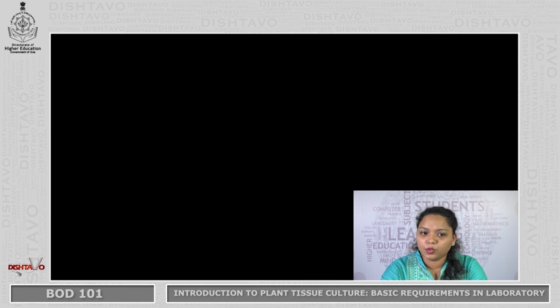Let's summarize this module. Laminar Airflow is the most suitable, convenient and reliable instrument for aseptic work in plant tissue culture. Plant tissues are grown in wide neck conical flasks, culture tubes or screw capped universal bottles. Before carrying out any experiment, one should see that the instruments are calibrated and glasswares are washed and sterilized. These are some references.